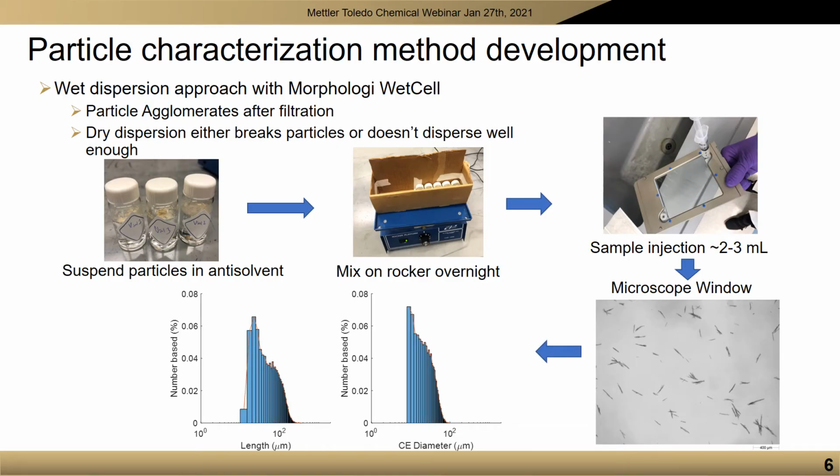Here we have a good comparison of length versus circular equivalent diameter. The length distribution was chosen as a default particle size distribution based on the high aspect ratio nature of the particles.